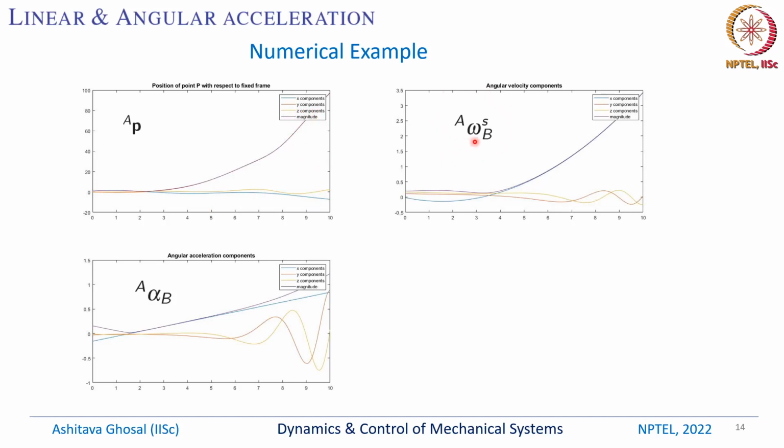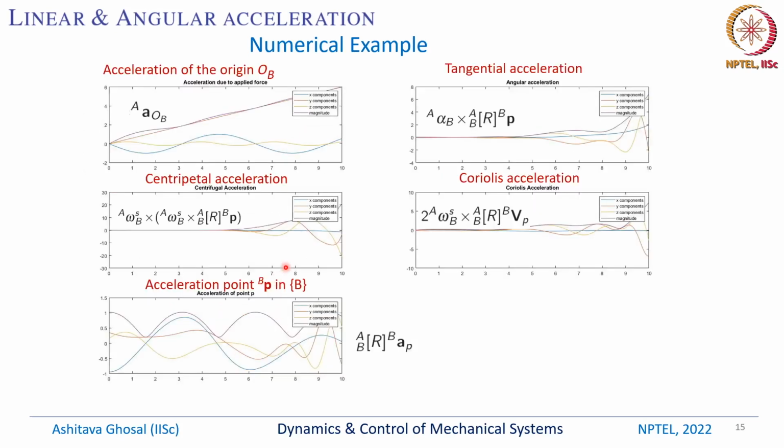Similarly, the space fixed angular velocity vector has three components, again X, Y, and Z. Again, we can plot this. The blue is the X component, this slightly reddish yellow is the Y component, and yellow is the Z component. We can also plot the magnitude, which is nothing but X square plus Y square plus Z square, the square of the three components and then square root. We can also evaluate A alpha B, which is the tangential acceleration. Alpha is the derivative of the angular velocity vector, and again we can plot it.